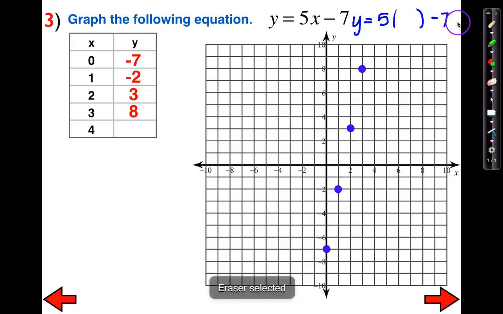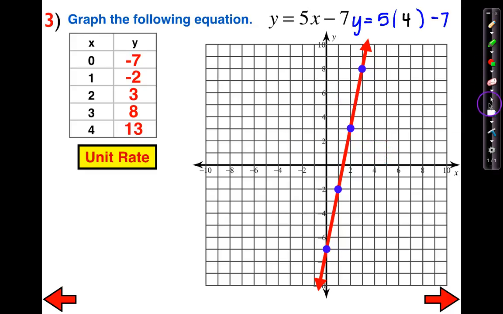And last but not least, let's plug in 4 for x. If 4 is x, y would be 5 times 4, which is 20, minus 7, which would give me 13. Here, you're going to notice 4, 13 falls off of our graph, so we're unable to graph that point. But we do have enough points now to go ahead and draw a line. Okay, so there we have it.